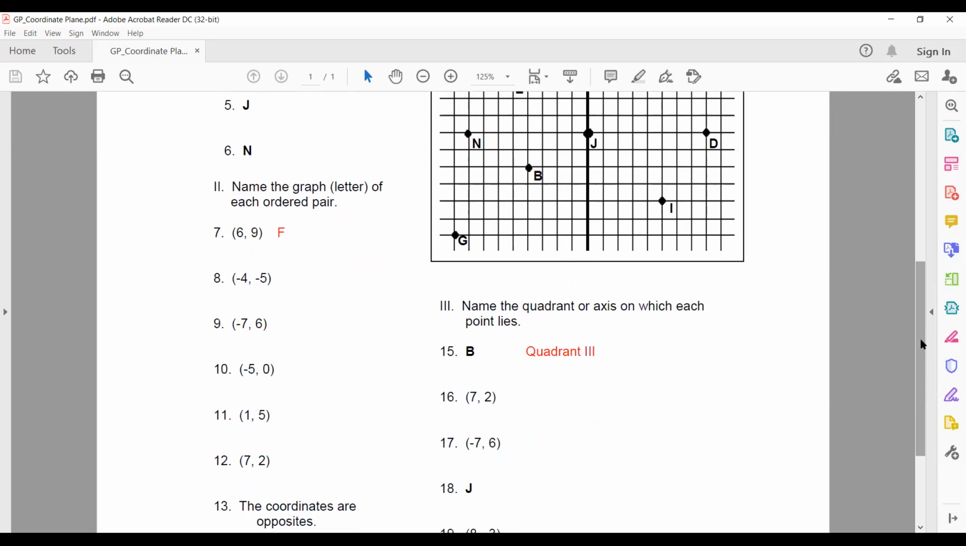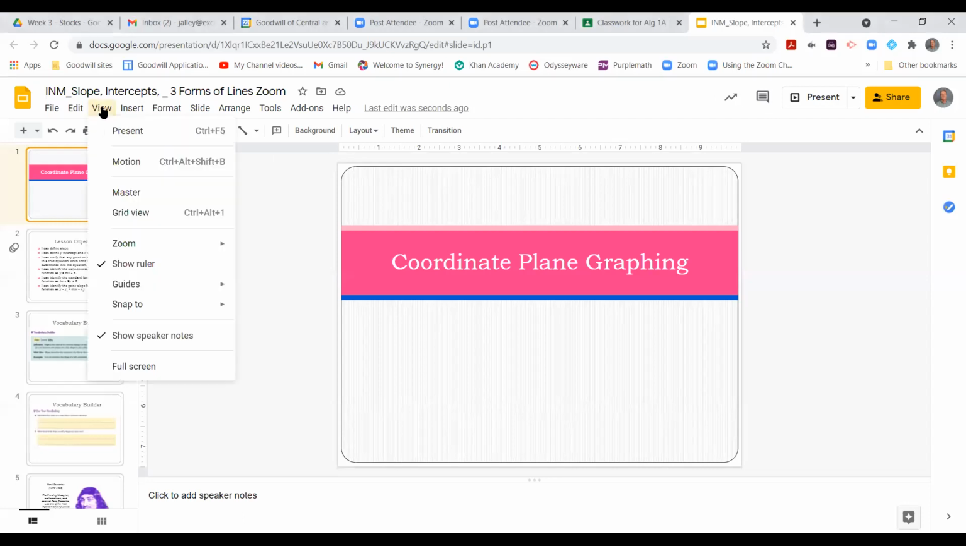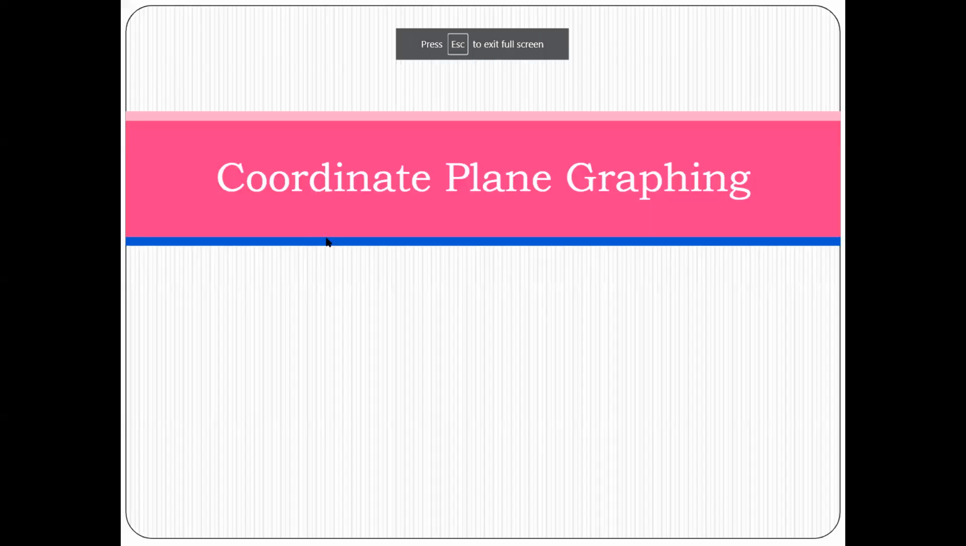Any other questions? Guys feel comfortable with how the ordered pairs are put together now? Hopefully. Which actually, now we're getting into the actual graphing part. Coordinate plane graphing.